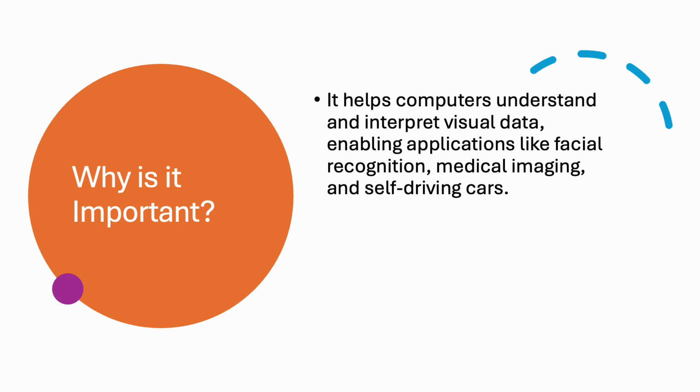This is the foundation of many advanced technologies we use today. Now, why is image classification so important? Well, it helps computers understand and interpret visual data, just like humans do. This capability powers applications like facial recognition, medical imaging to detect diseases, and even self-driving cars that need to recognize traffic signs and pedestrians. Without image classification, these technologies wouldn't be possible.